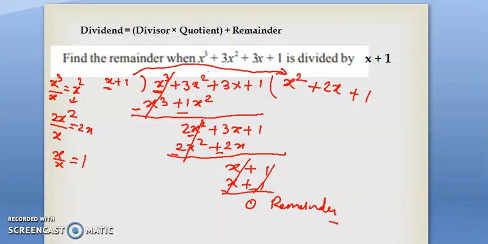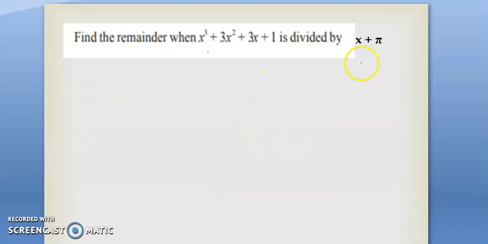Now moving to the next one. Again, now this is a bit more difficult: x plus pi. So again we have to do the same thing. We'll write here x plus pi. x cube, same question, 3x square plus 3x plus 1.